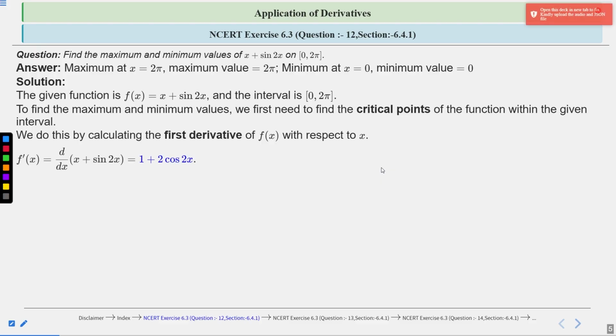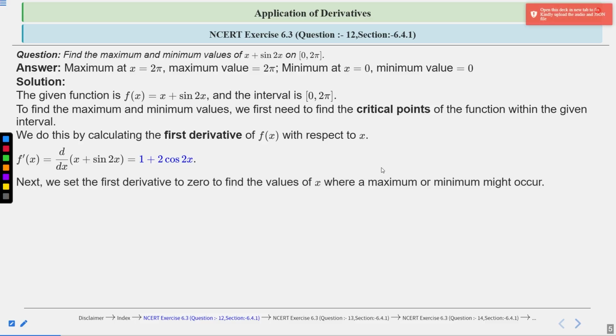So f dash x will be equal to d upon dx of x plus sine 2x, which is equal to 1 plus 2 cos 2x, okay? Next, we set the first derivative to 0 to find the values of x where a maximum or minimum might occur, okay?